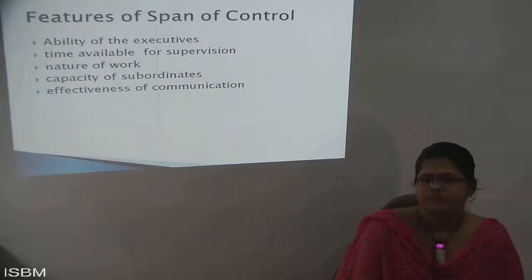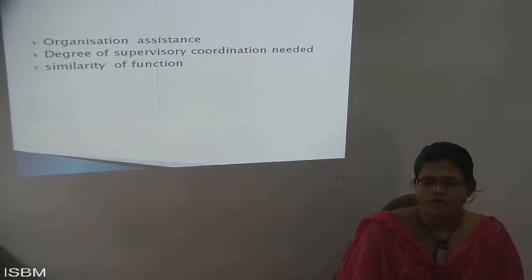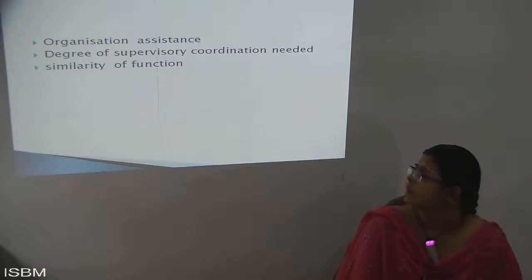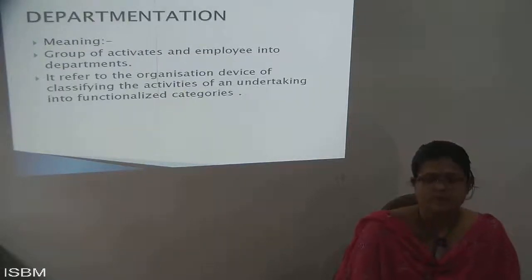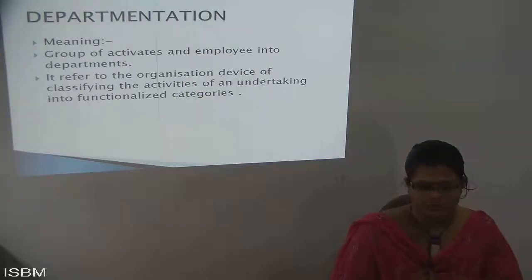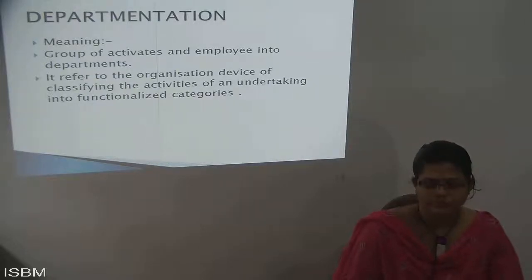Now here the features have been given: how to start, then what the jobs and works should be, then how to supervise each and everything, then the capacity of subordinates, then effective communication, then organizational assistance, then the degree of supervising coordination needed, and similarity of functions. So basically, this is about the people where the superiors and subordinates come together, work it out, and control certain kinds of resources. This is what happens with span of control.